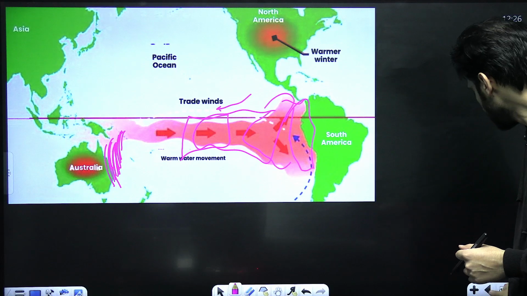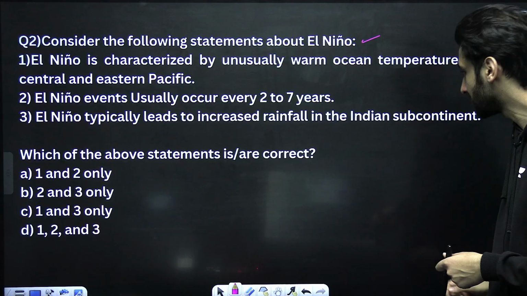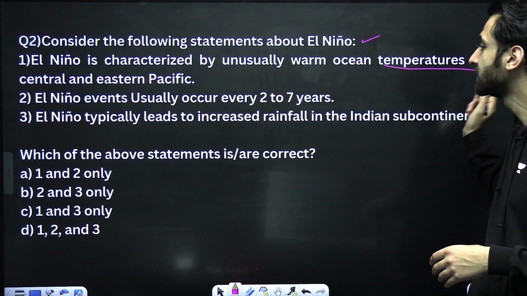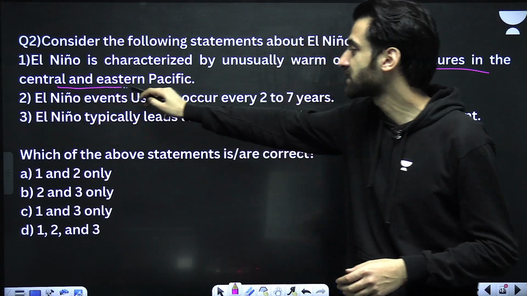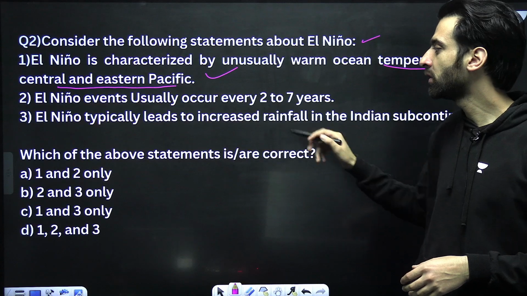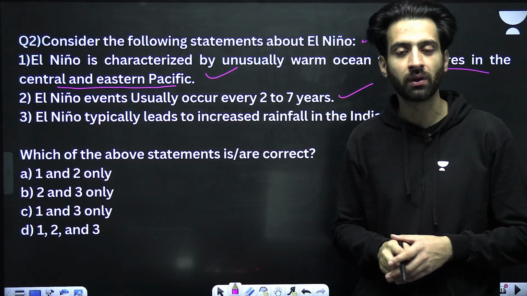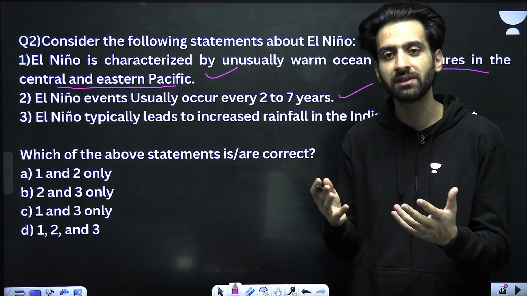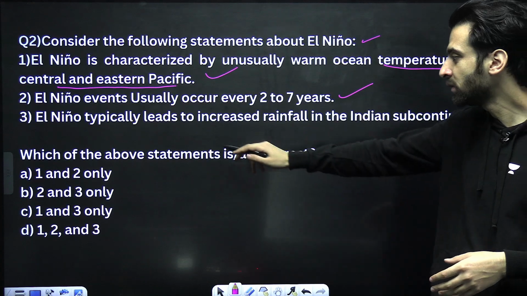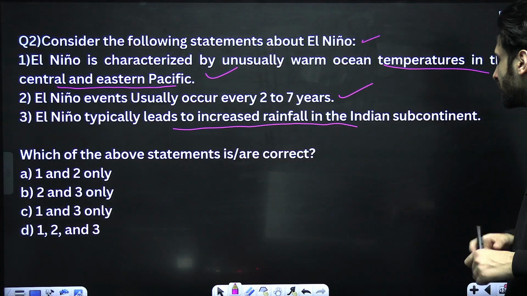Talking of this, if you look at the first statement, El Nino is characterized by unusually warm ocean temperature in the central and eastern Pacific. Right. First statement is correct. El Nino usually occurs every 2 to 7 years. Yes, this is factual knowledge, you should have it. It is not necessary that it will occur, but usually it will occur every 2 to 7 years. This is correct. El Nino typically leads to increased rainfall in the Indian subcontinent.